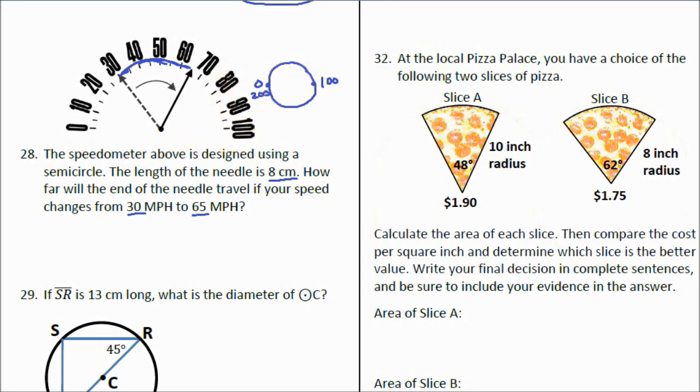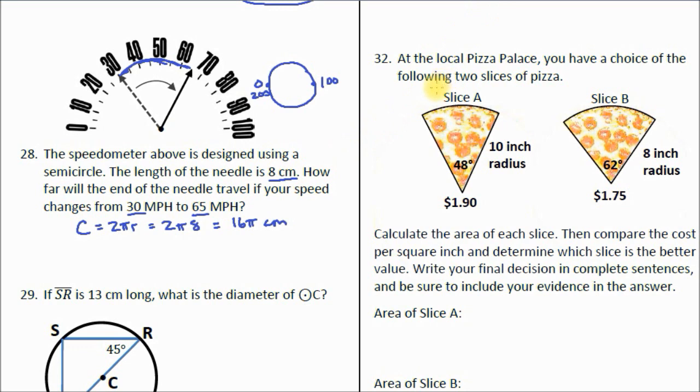Okay, before we actually solve that, we're going to need to figure out the circumference of this circle. So the circumference of the whole circle is going to be 2 pi r, which is 2 pi. We know the radius is 8. So we know the circumference is going to be 16 pi centimeters.